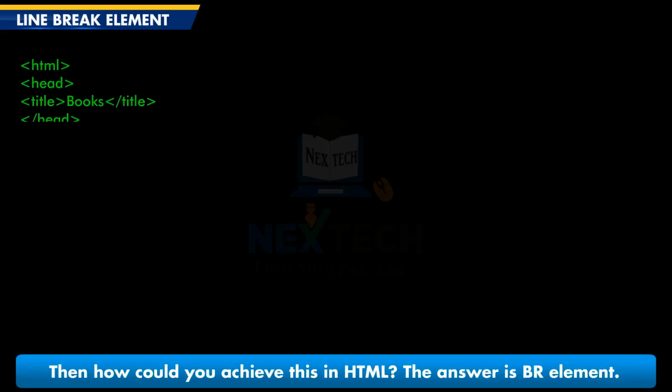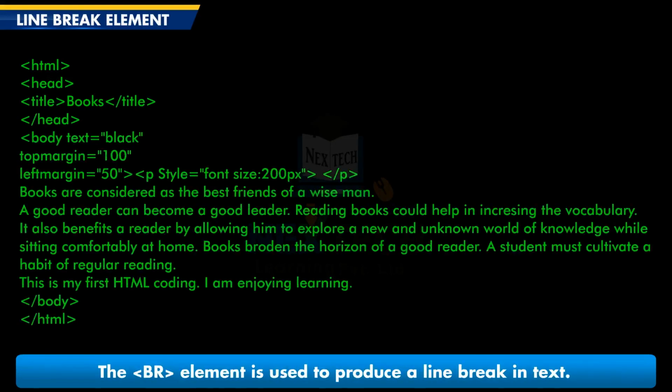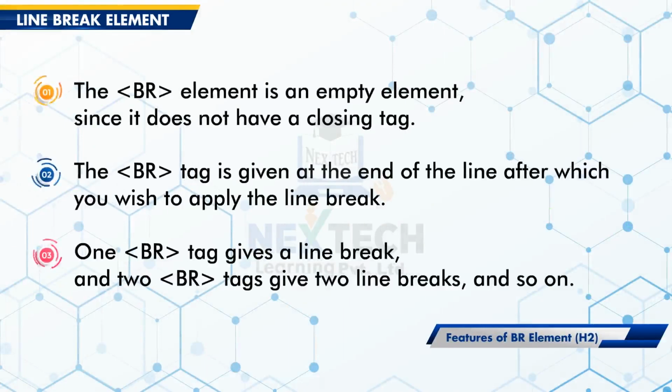Then how could you achieve this in HTML? The answer is BR element. The BR element is used to produce a line break in text. Features of BR element. The BR element is an empty element since it does not have a closing tag. The BR tag is given at the end of the line, after which you wish to apply the line break. One BR tag gives a line break and two BR tags give two line breaks, and so on.